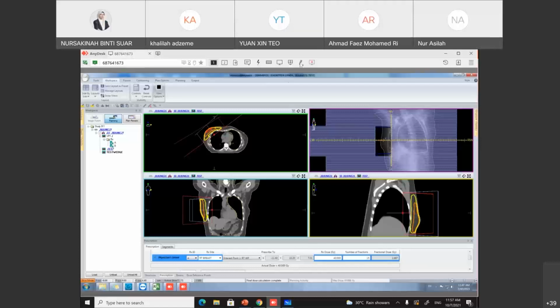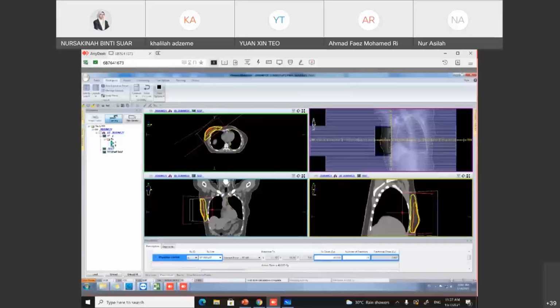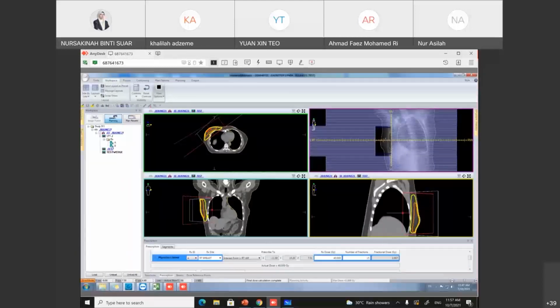And if you can see, the dose distribution is not homogeneous. So now I need to do something to make the dose distribution more homogeneous. Anyone have any solutions for me? What can I do? The wedge?